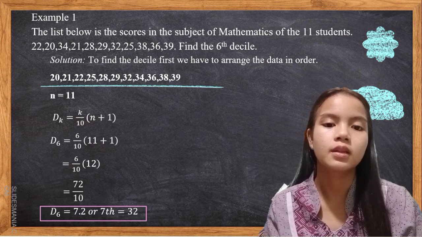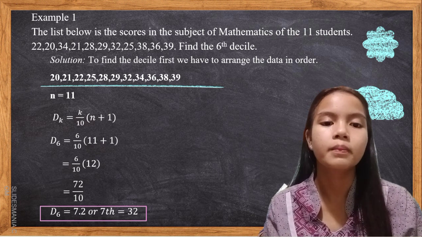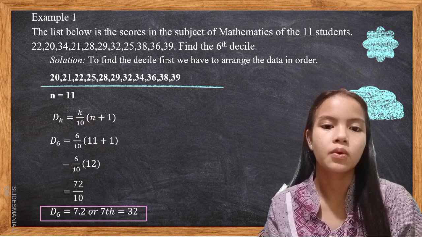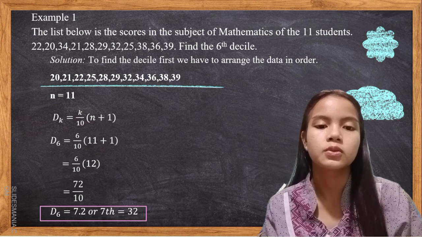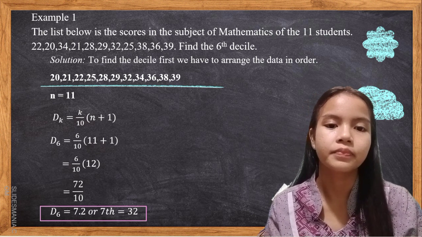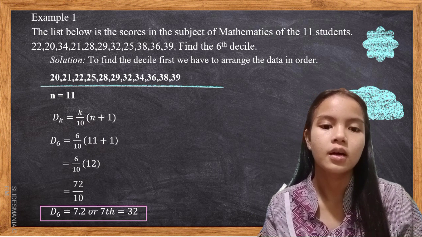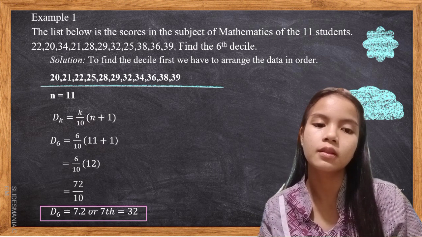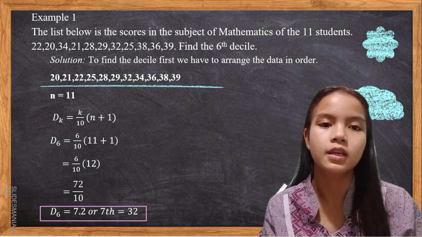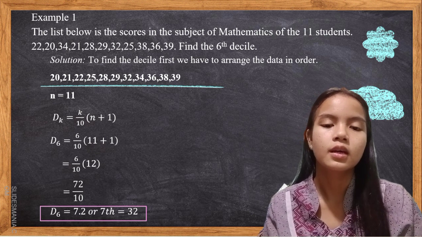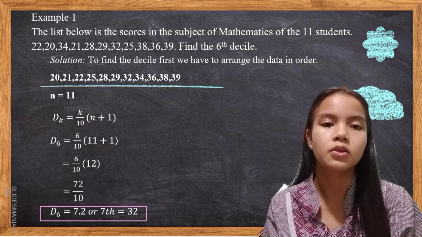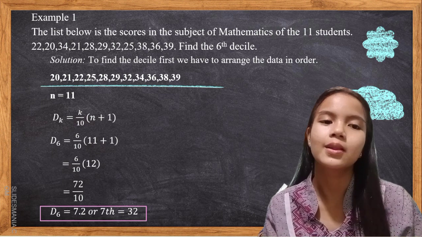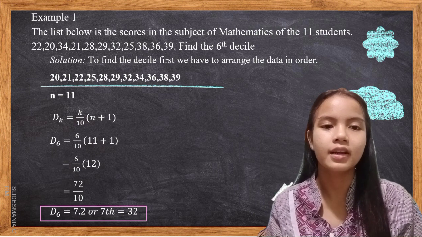So it is equal to 6 over 10 times 11 plus 1, which equals 72 over 10. So it is 7.2, or the 7th position of the data. So d sub 6 is equal to 32. That is the final answer.